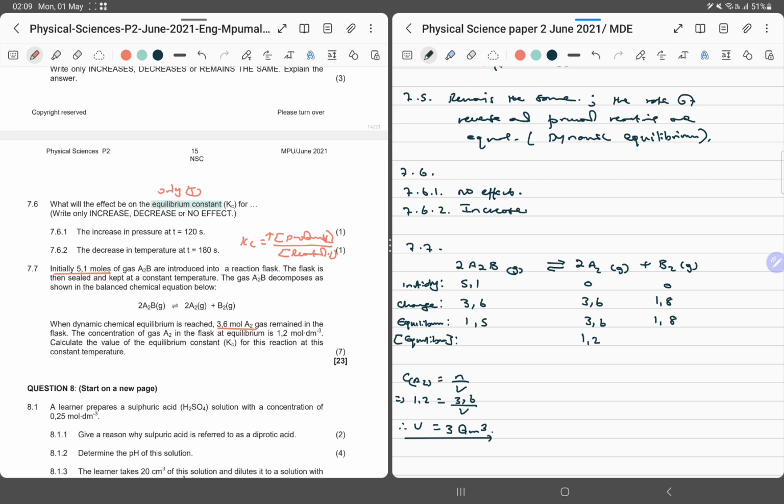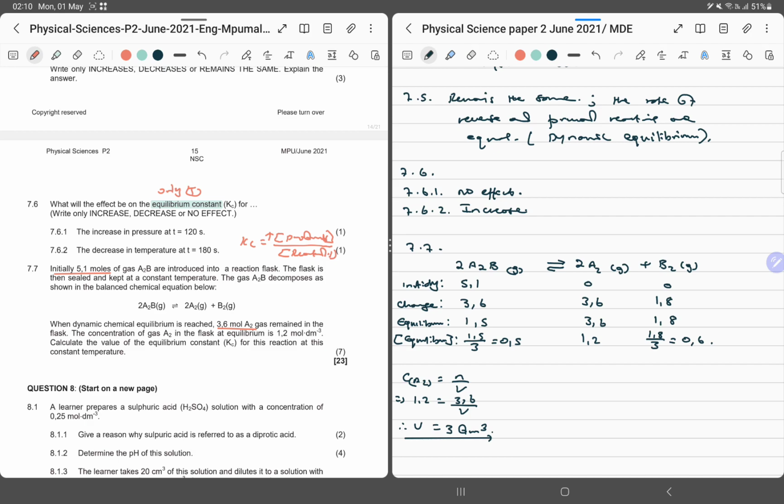Now we can finally do the concentrations here. So we're going to have 1.5 over 3, which is basically 0.5. And then that one is sorted, so 1.8 divided by 3 is 0.6. Okay, so this is mole per decimeter cubed, of course.